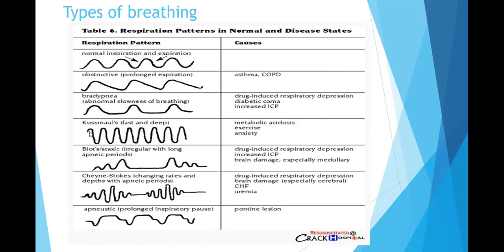You may even see Kussmaul, this one here. Kussmaul's breathing is fast and deep, continuously. Just fast and deep. That can happen from metabolic acidosis. Those are pretty much normal. Kussmaul and Cheyne-Stokes are the main ones that we talk about.